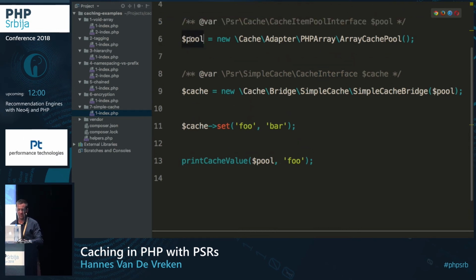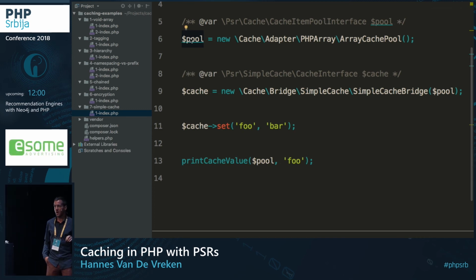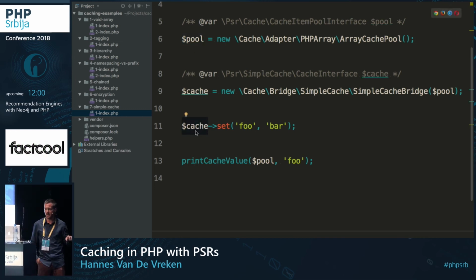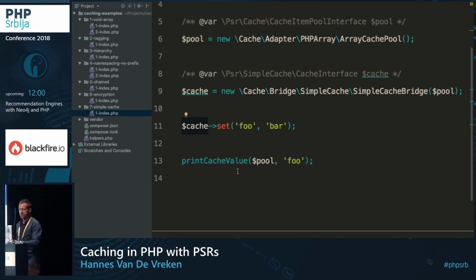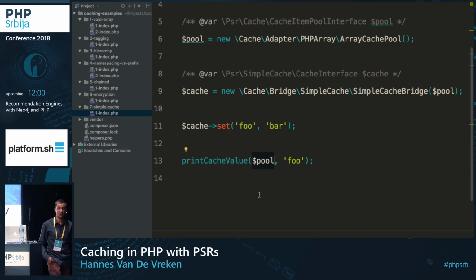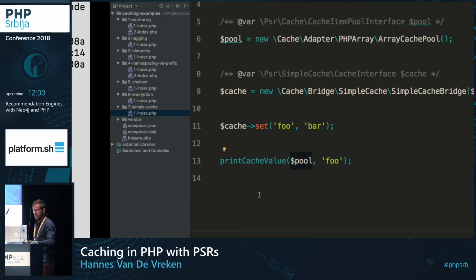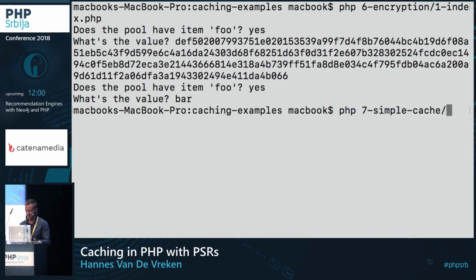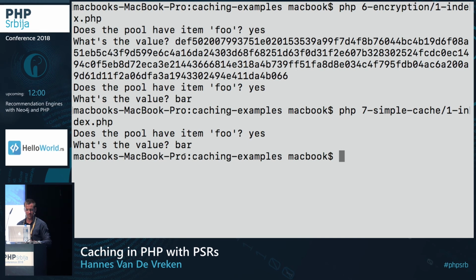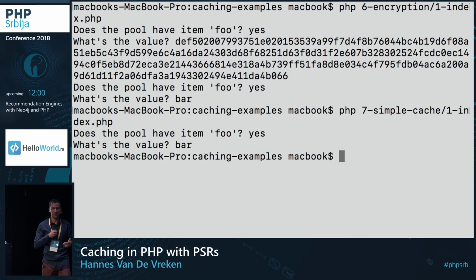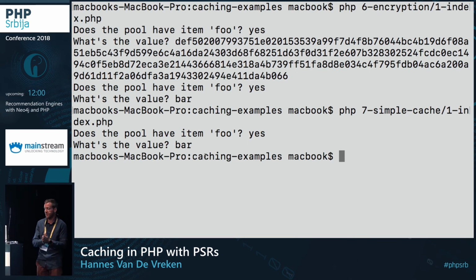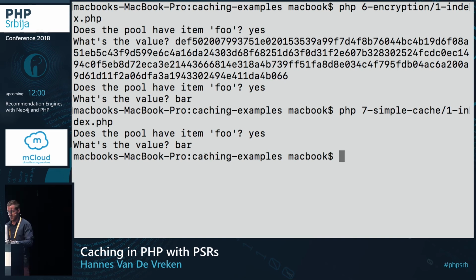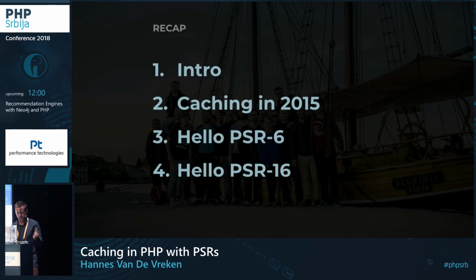We can basically use a PSR-6 cache item pool, wrap it with a PSR-16 adapter, or bridge, whatever you want to call it, and we can use that interface to set a value. Cache set foo, and the value should be bar. And then we can use the PSR-6 cache item pool to find out whether something is stored or not. So if we run this, PHP-7 simple cache, there we have it. Something is stored using the PSR-16 interface, and it's basically stored in a PSR-6 interfaced adapter. So that's cool.